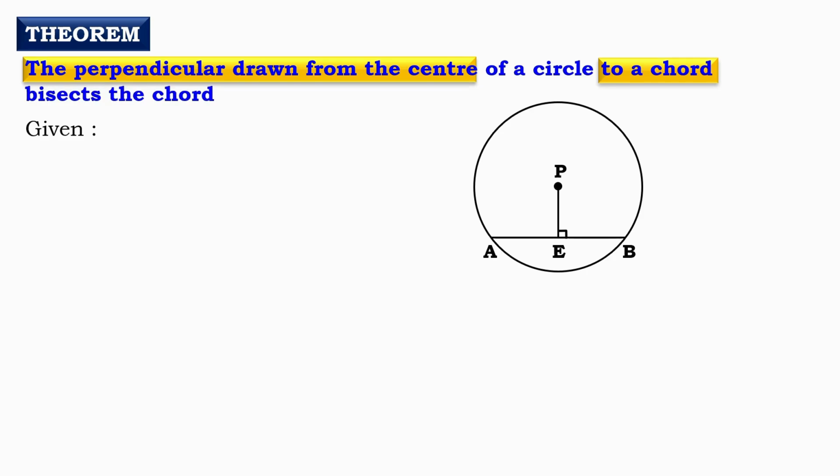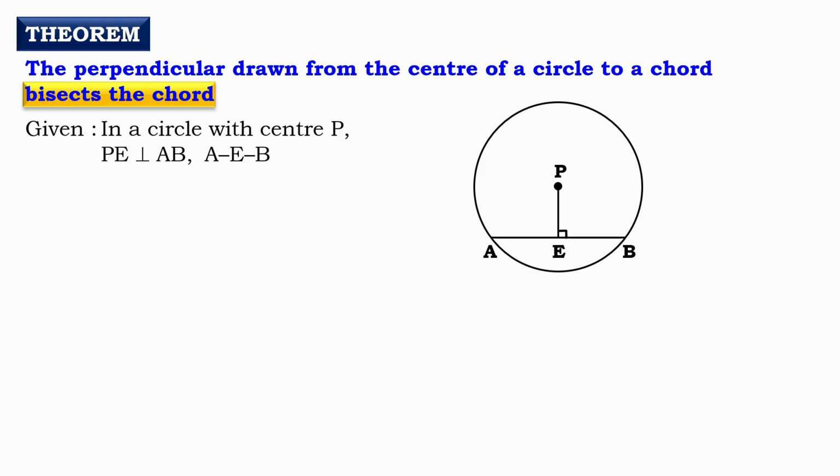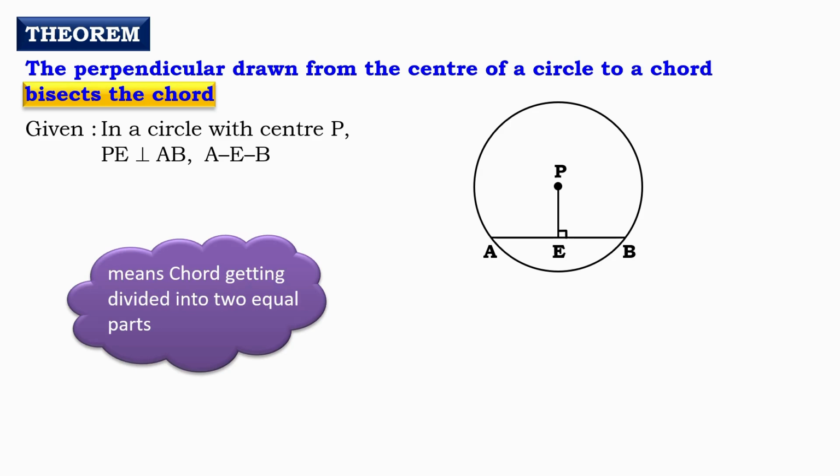Okay, so let us first write the given part. We will write: in a circle with center P, PE is perpendicular to AB. So this AEB. Now here what we need to prove is that this bisects the chord. Bisecting means dividing into two equal parts, so the chord will be divided into two equal parts. So here we need to prove that AE will be equal to EB.